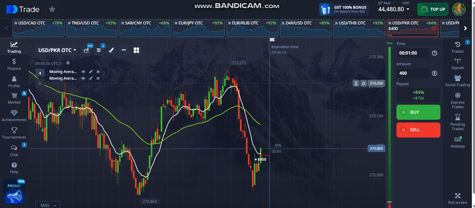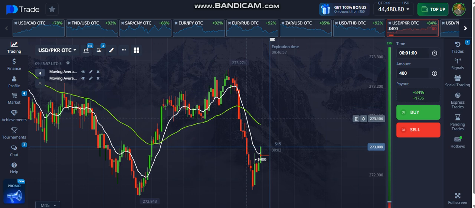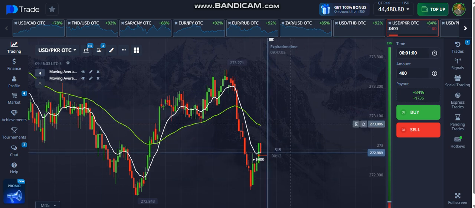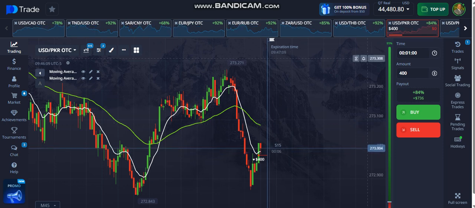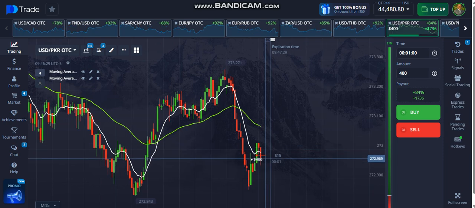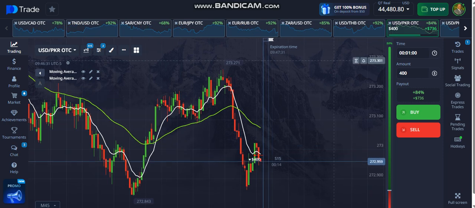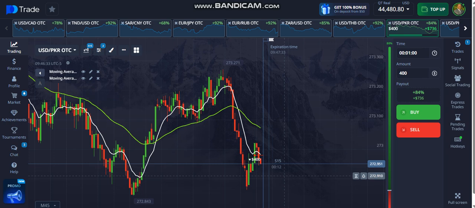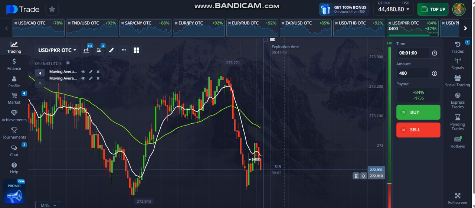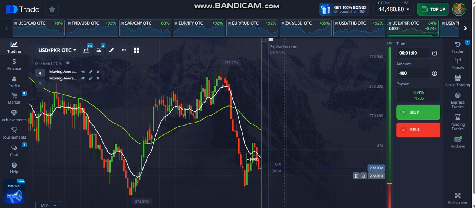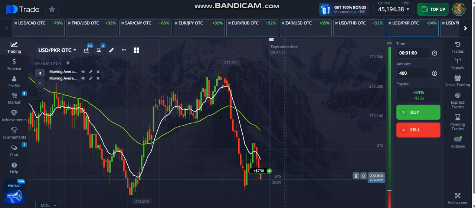Okay, so last trade, sharp crossover here of the 10 and the 50 EMA, waited for the retracement, then took the trade. All right, so let's pause the video and wait till about 5 seconds left. Okay, so the trade is about to expire here, and it looks like it's headed in our direction. Final trade, and we won that trade.